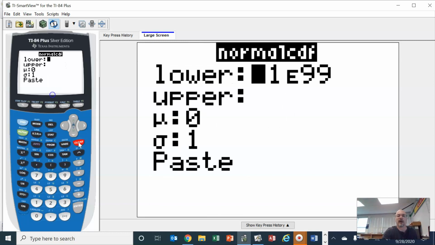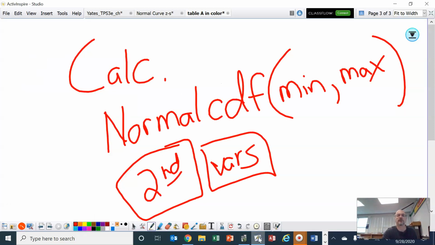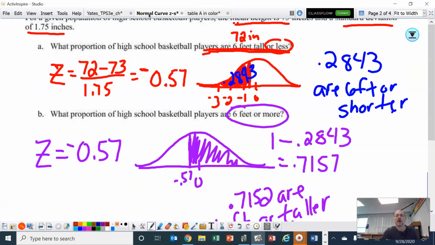Okay, now it says lower upper. So let's look at this, go back to this one right here. All right, in this situation, it's shaded. I'm looking at the red one, everybody. It's shaded to the left. So technically, there is no lower limit because that normal curve goes on forever to the left. So there is no lower limit. There is no low Z value.